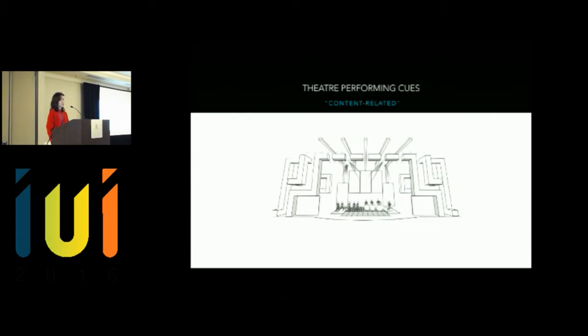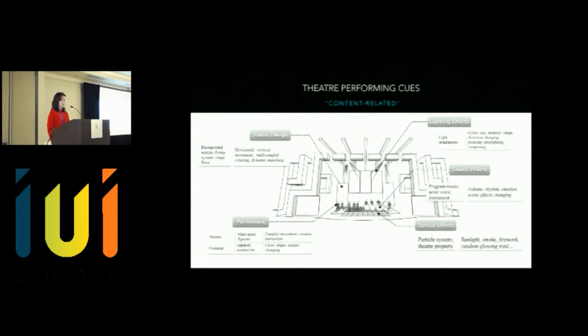We designed the performing cues based on theater performance theory, and it includes the stage machinery and the performance. Stage machinery usually contains scenic design, lighting effects, sound effects, and special effects. For each one of the units, we give some basic performing cues.